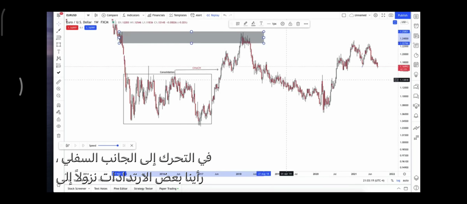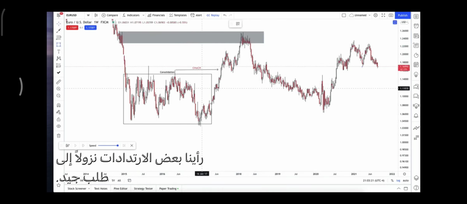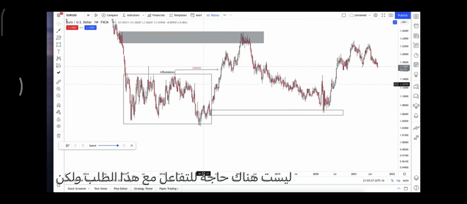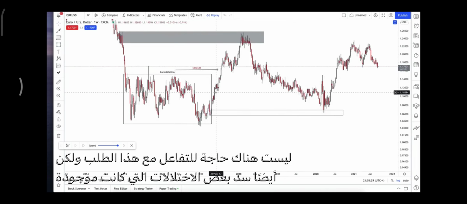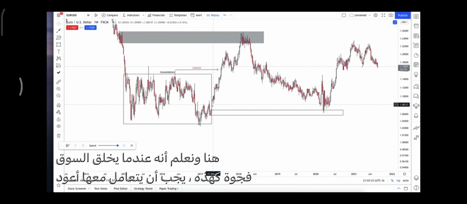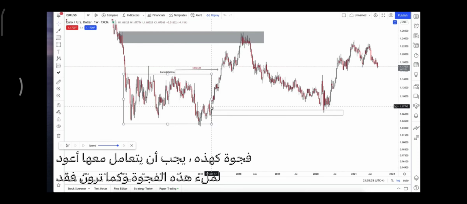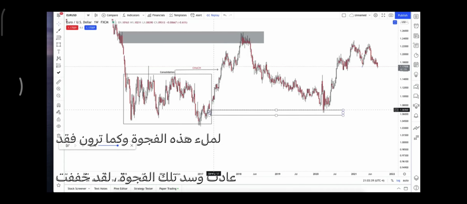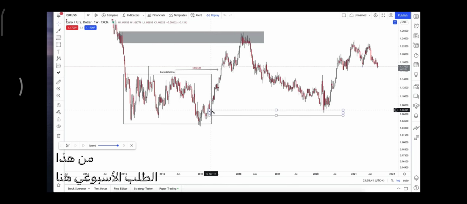We saw some retracements down to a nice demand right over here. Not only did it react to this demand, but it also filled in some imbalance that was here, and there was a gap created right here. And we know when a market creates a gap like this, it must come back to fill in that gap. And as you can see, it did come back, filled in that gap and mitigated off this weekly demand right over here.